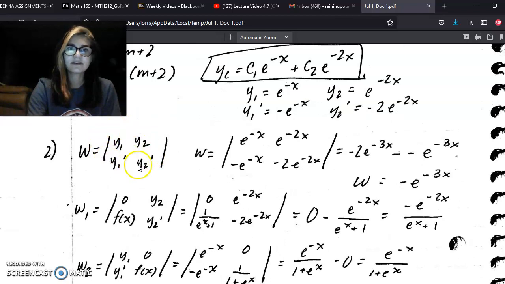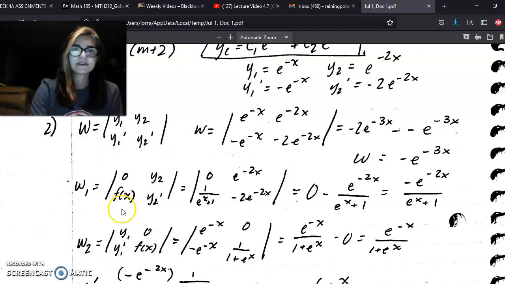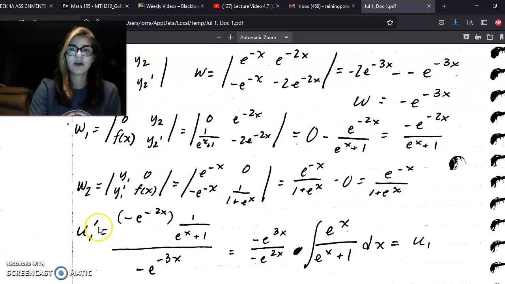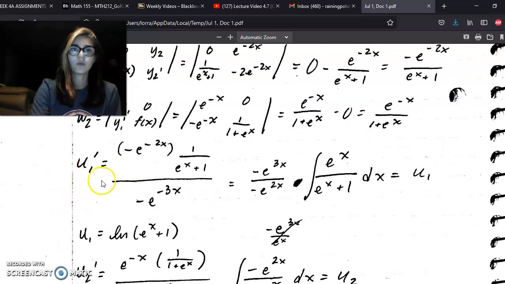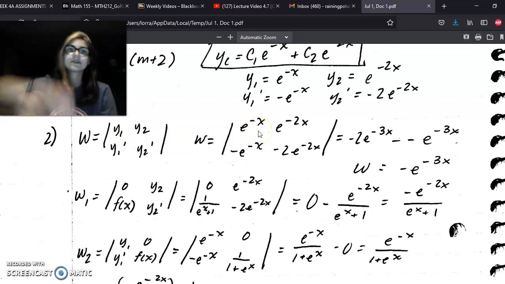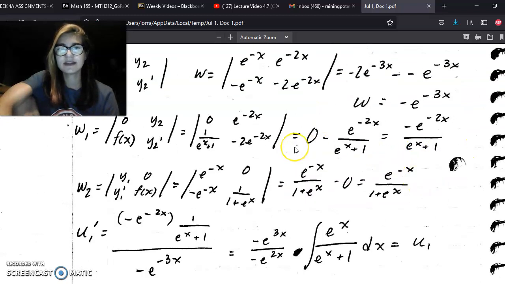And then I found the Wronskian here, and here. So you use these three Wronskians to find u1 prime and u2 prime. Basically you just use matrices, and you cross multiply, and then you simplify to get all of these.